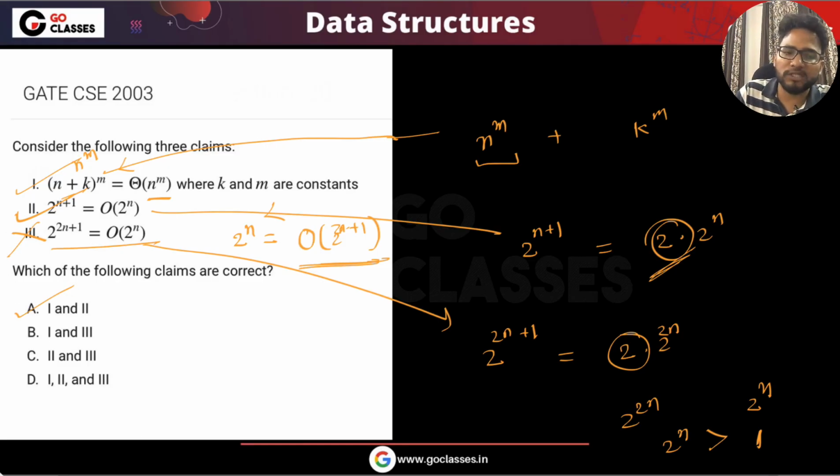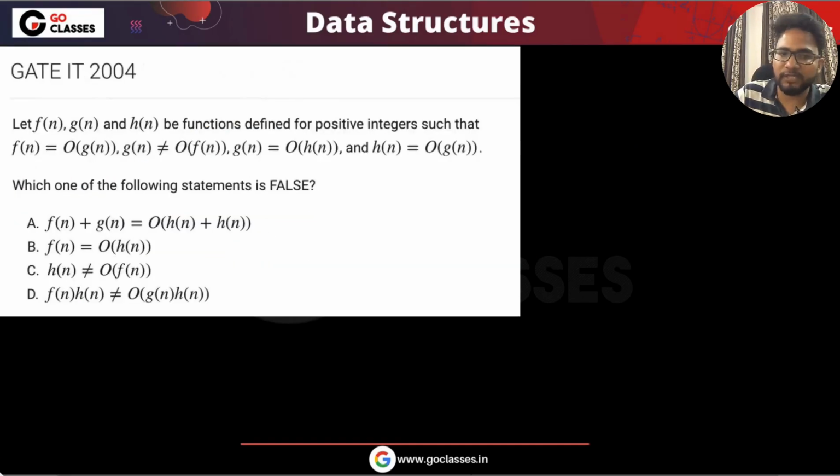Actually, GATE questions related to asymptotic notations are very, very easy. You can solve these questions very easily. Now let's solve this question. F(n), G(n), and H(n) are functions defined for the positive integers such that F(n) is lesser than or equal to G(n), and G(n) is not lesser than or equal to F(n).